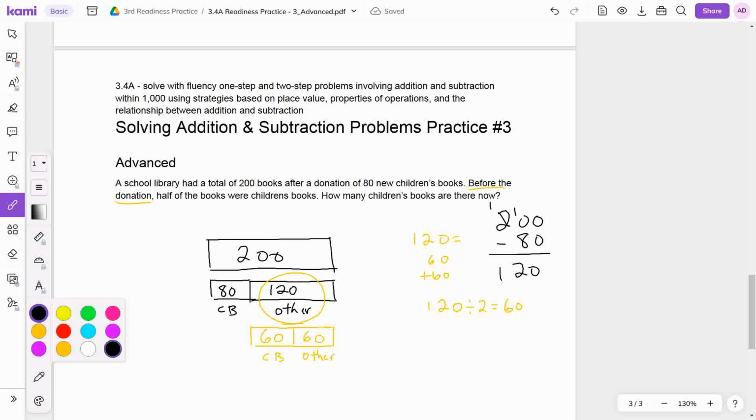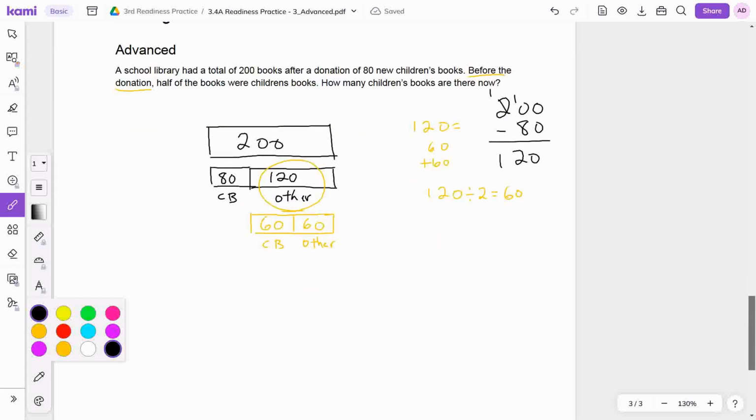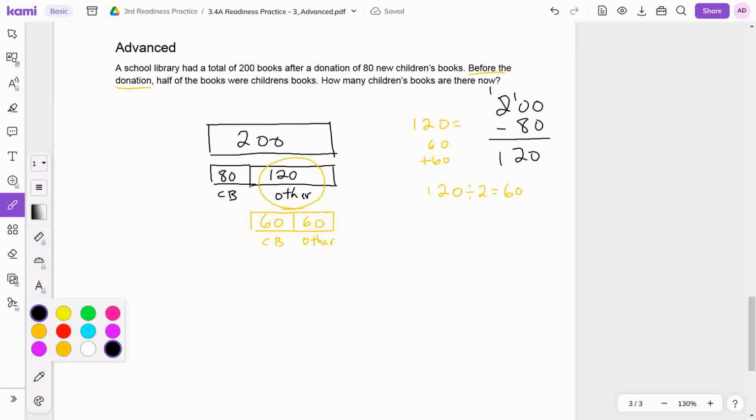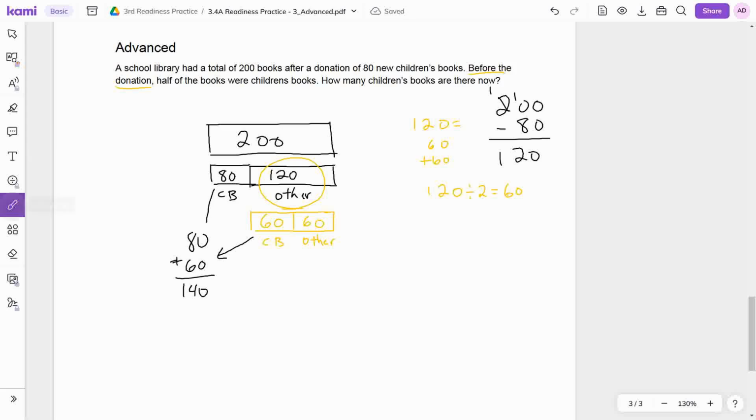So my question is, how many children's books are there now? Well, look at the two children's books I have. I've got my 80 that I received new. And then before that, half of the books are children's books, which we just figured out was 60. So if we add those two together, I now have 140 children's books out of the 200. All right, so we will say there are now 140 children's books.